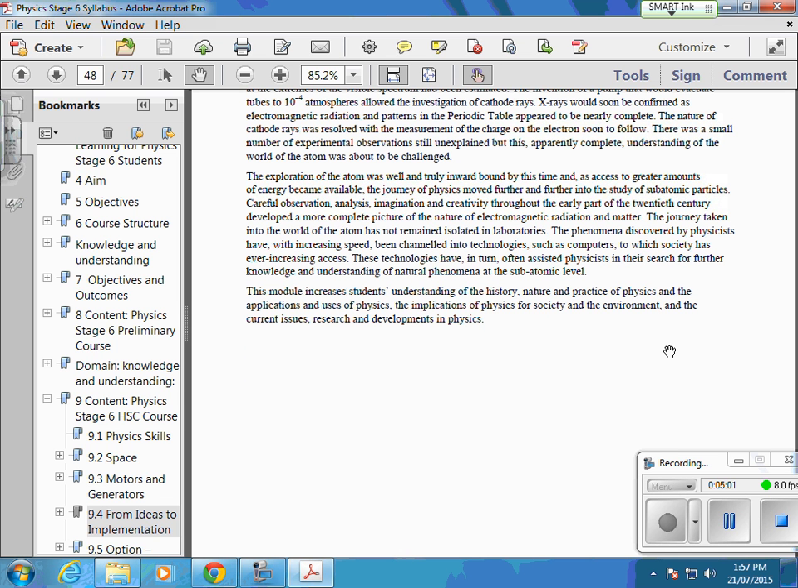Careful observation, analysis, imagination and creativity throughout the early part of the 20th century developed a more complete picture of electromagnetic radiation and matter. The journey taken into the world of the atom has not remained isolated in labs. The phenomena discovered by physicists have, with increasing speed, been channeled in technologies such as computers, to which society has ever increasing access. These technologies in turn have often assisted physicists in their search for further knowledge and understanding of natural phenomena. One of the biggest drivers in our world of the search for more efficient memory in computers and greater operating speeds is the need of scientists to access ever increasing computer speed for their models.